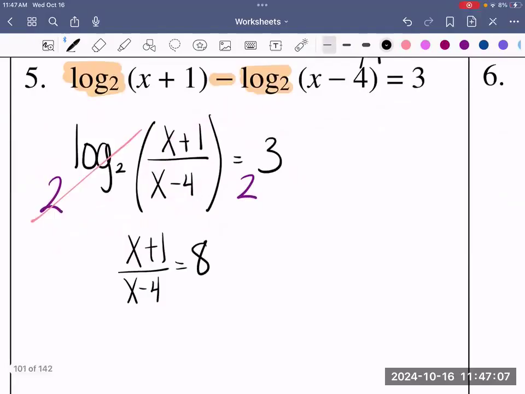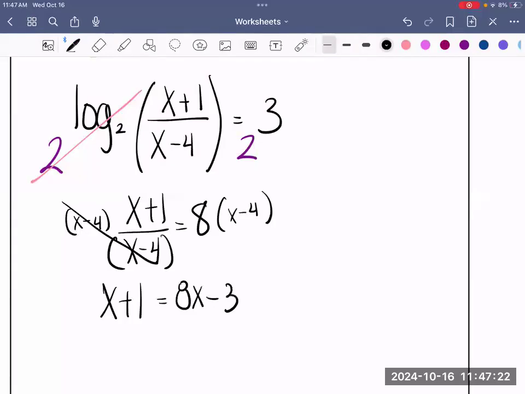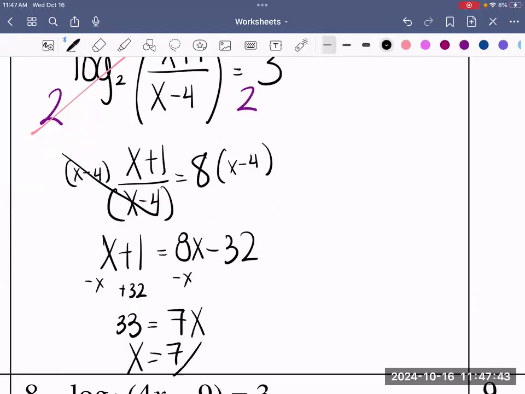Now to get your binomial out of the denominator, we'll multiply it by each side. So we'll say x minus 4, that'll allow us to cancel, and put it on the other side. So we have 8x minus 32. And now that it's a linear problem, let's go ahead and get your x values to one side. So maybe we actually add 32, subtract x. So we have 33 is equal to 7x. Therefore, x is equal to 33 over 7.